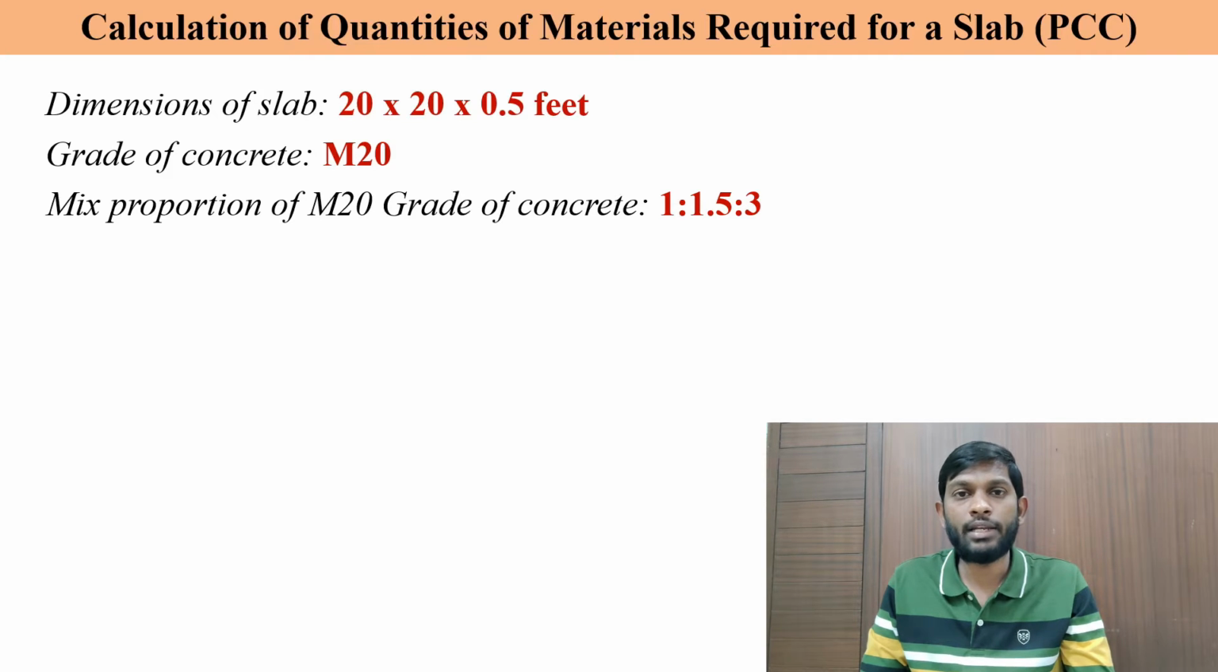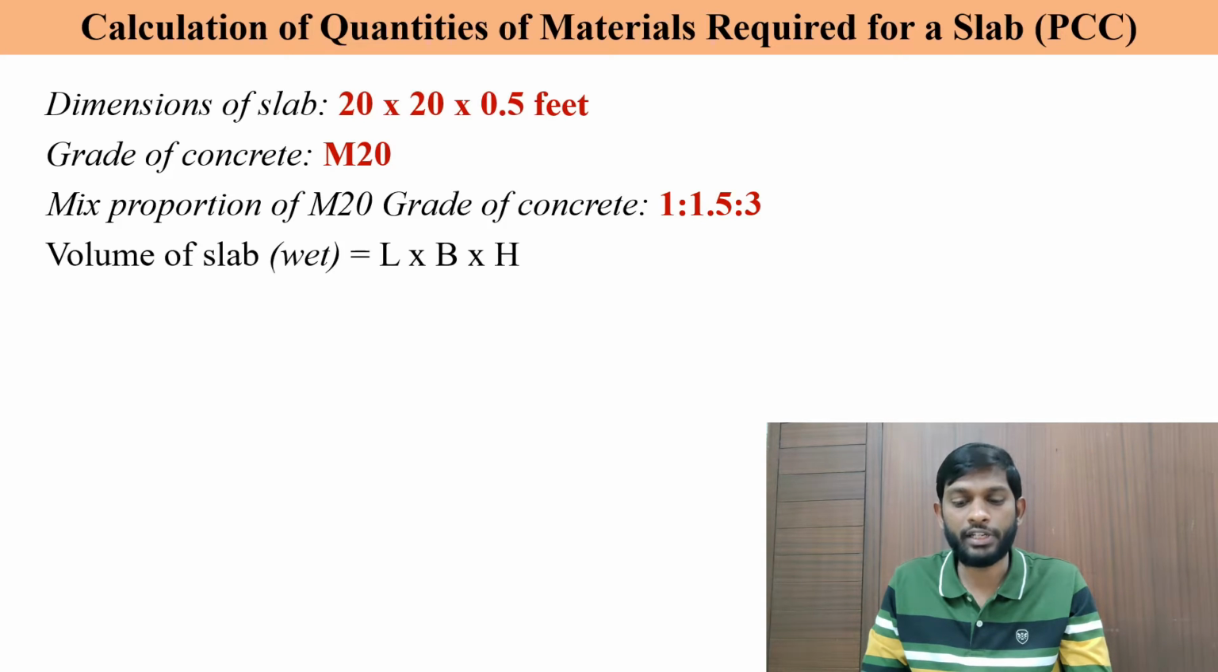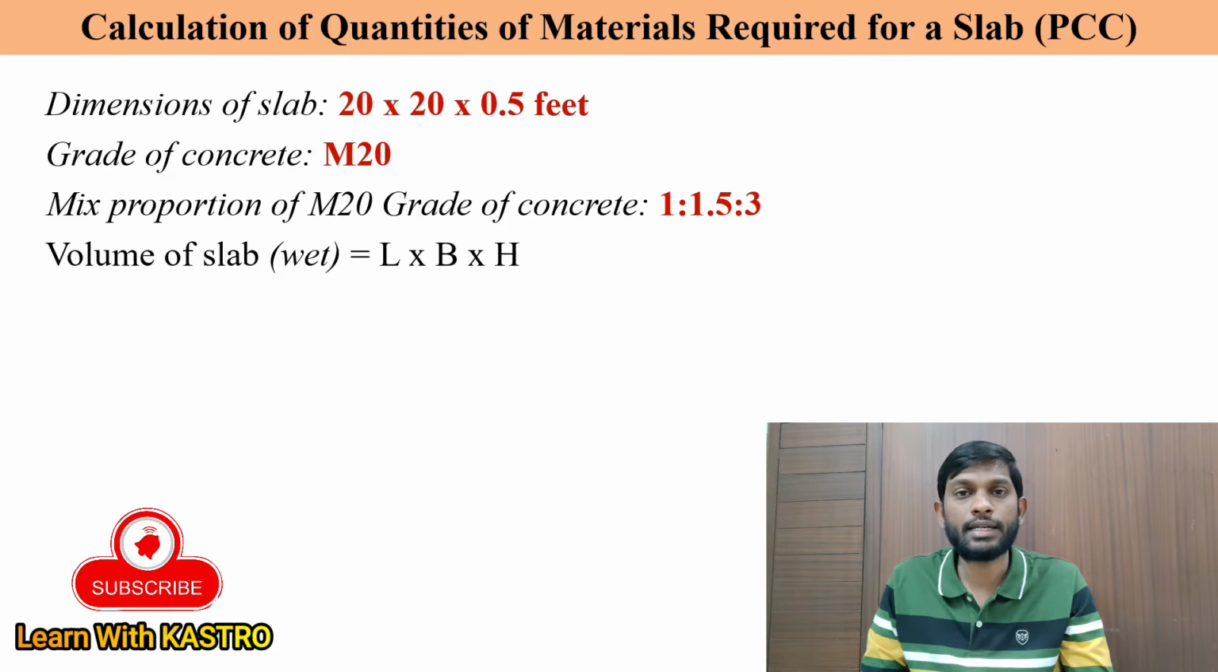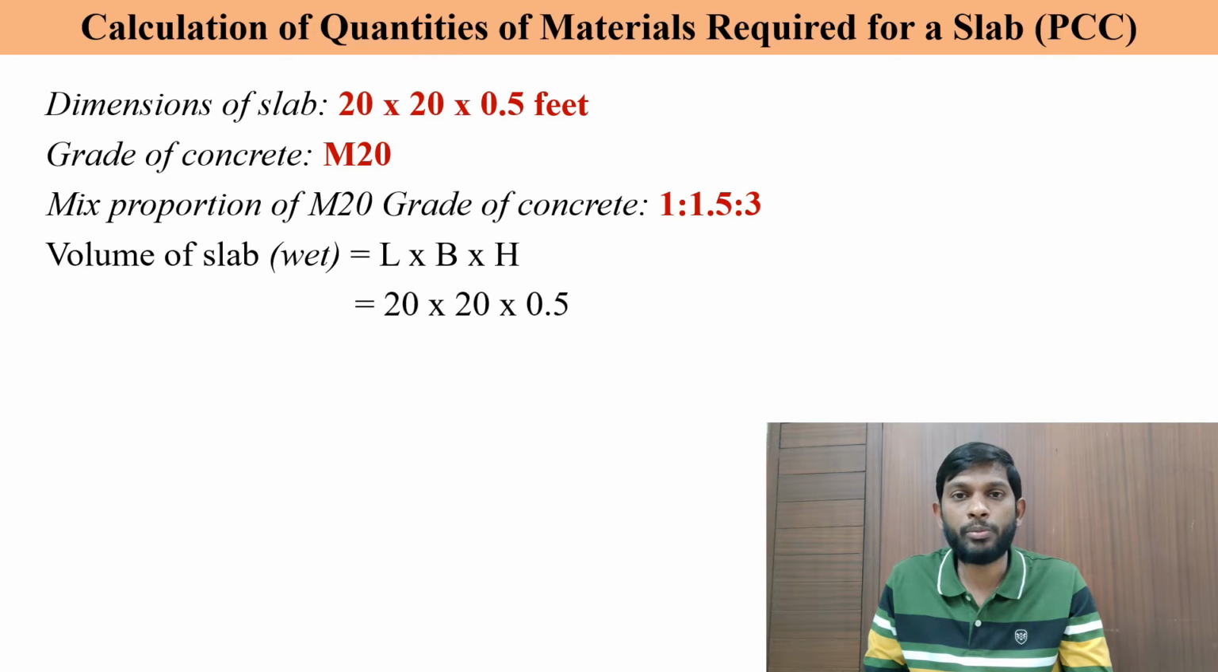So now let's calculate the volume of the slab. The volume of the slab is calculated as volume, capital V, equals length into breadth into height. So here the length of the slab is 20 feet, breadth of the slab is 20 feet and height of the slab is 0.5 feet. The volume of the slab is usually considered as the wet volume of the slab. So the wet volume of the slab is obtained as 200 cubic feet.